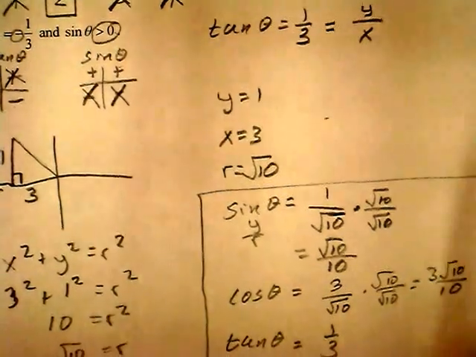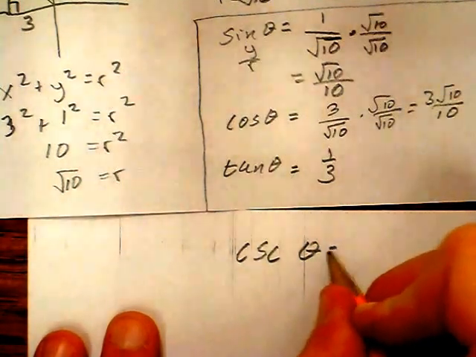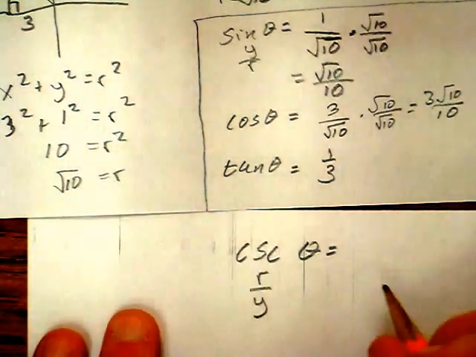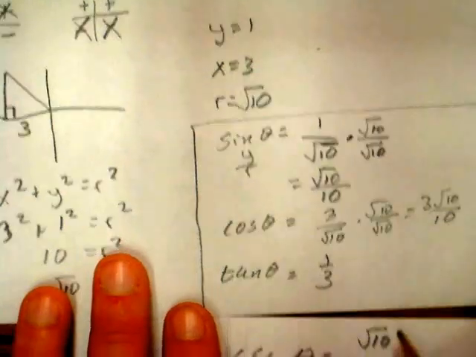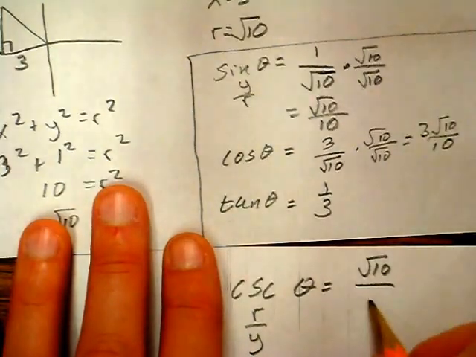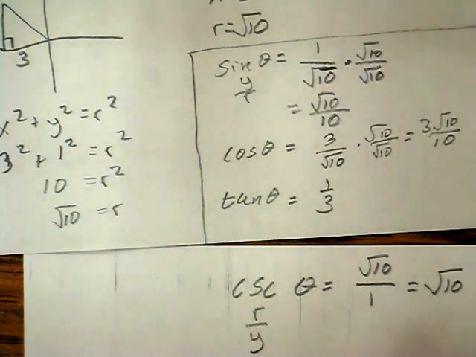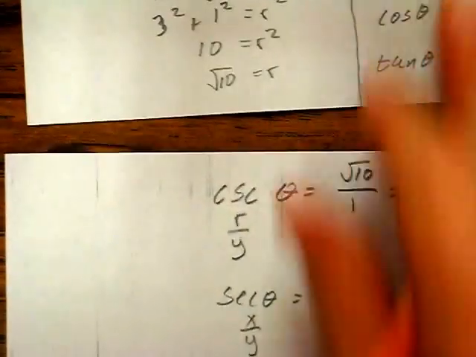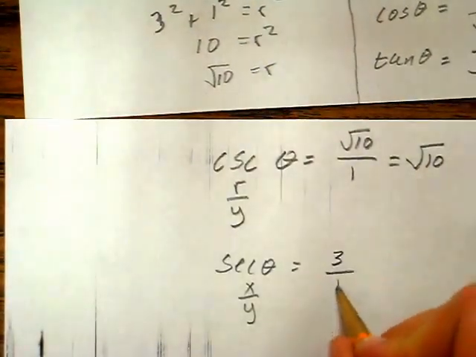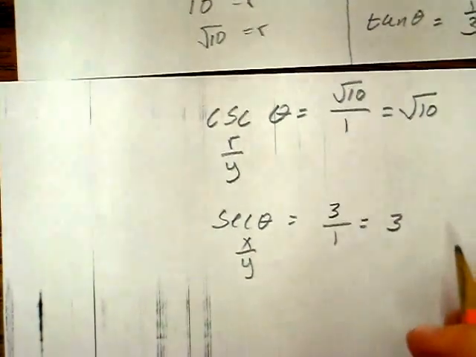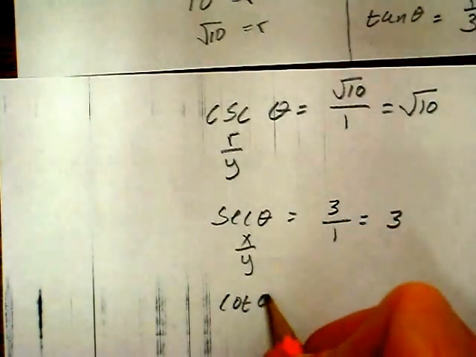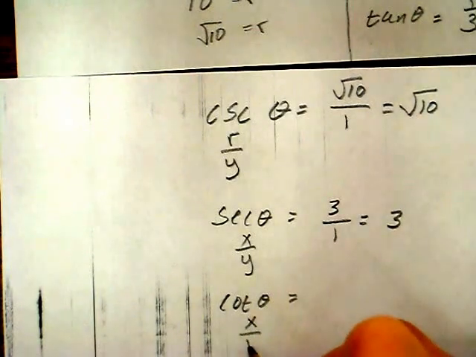Now I need cosecant. Cosecant is the reciprocal of sine, and it is r over y. So r is the square root of 10, and y is 1, which would just be the square root of 10. Secant of theta is equal to x over y. x is 3, and y is 1, so that's just going to be 3. And then I have cotangent of theta. Cotangent of theta is x over y.